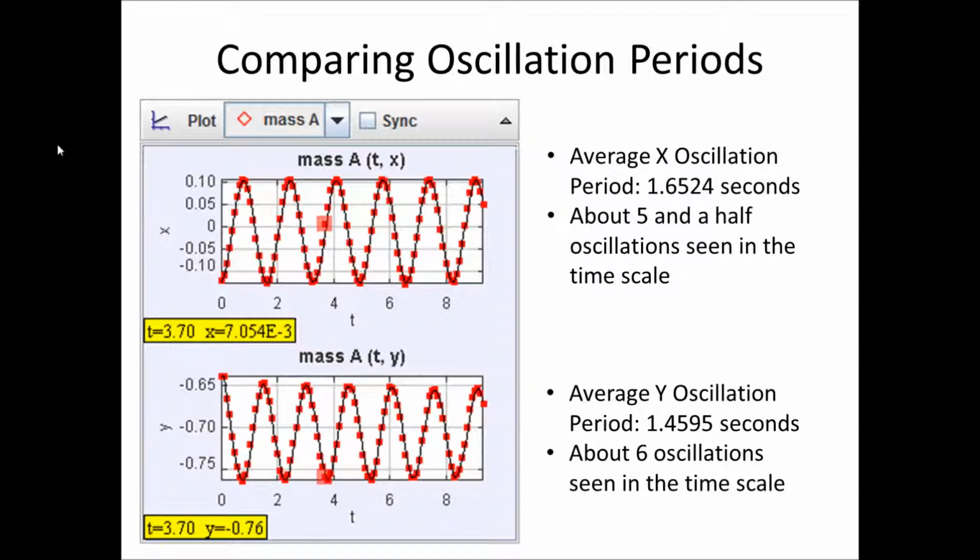This can be explained by the magnitude of the distance traveled in the x and y direction being different, and that the mass begins at the top of the oscillation curve for y and the bottom of the oscillation curve for x.